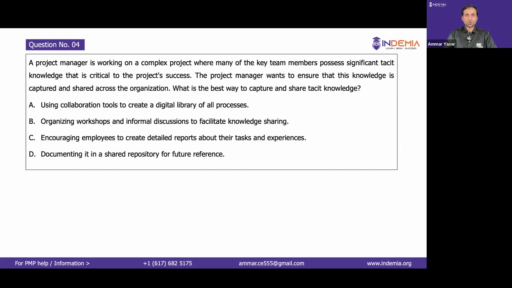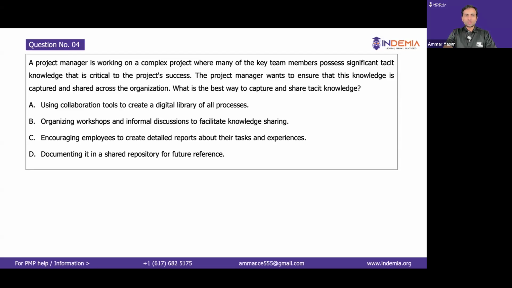Tacit means unspoken. Tacit knowledge is knowledge which cannot be written, which cannot be codified, like beliefs, experiences, right? Values, feelings. It's difficult to codify them. So that is called tacit knowledge. Option A, using collaboration tools to create a digital library of all processes. Again, tacit knowledge is difficult to codify. So it's difficult to document. It's not explicit knowledge which can be codified. So A can't be the right choice.